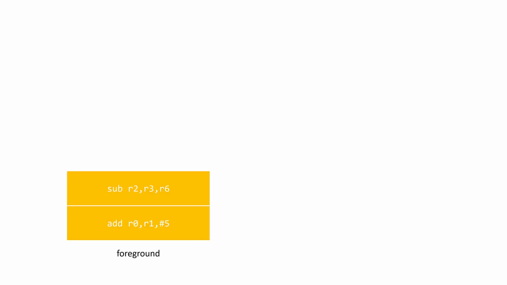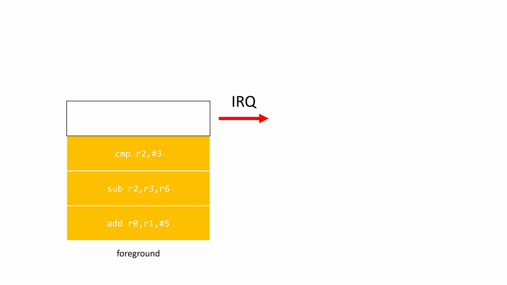We'll call the foreground program the set of instructions that we're typically running on the processor. When an interrupt comes in, we're going to change that flow. The term IRQ stands for interrupt request. That's a common name for the interrupt signal.